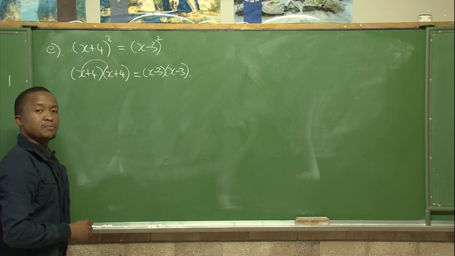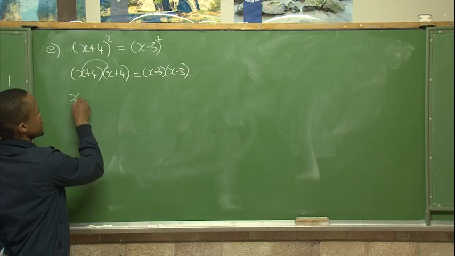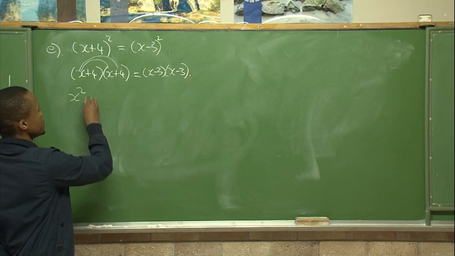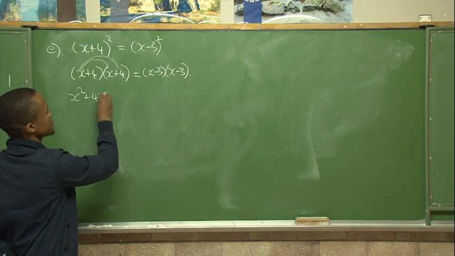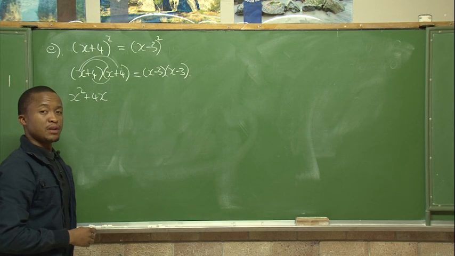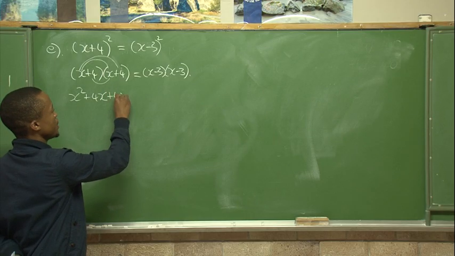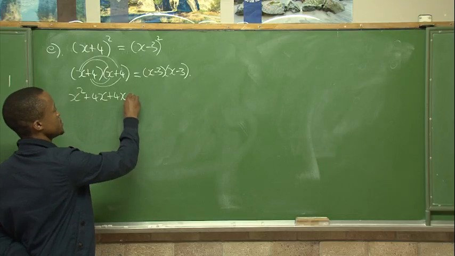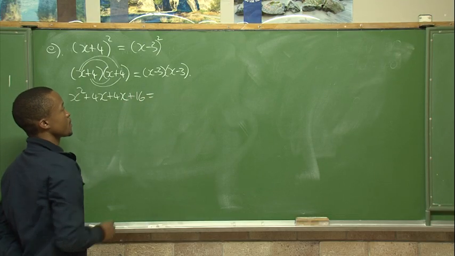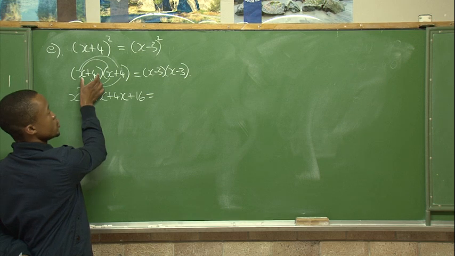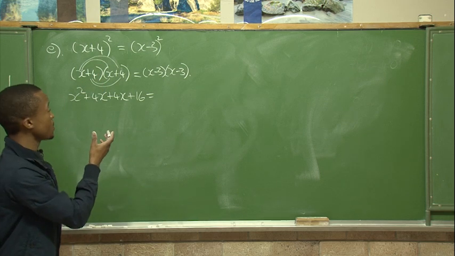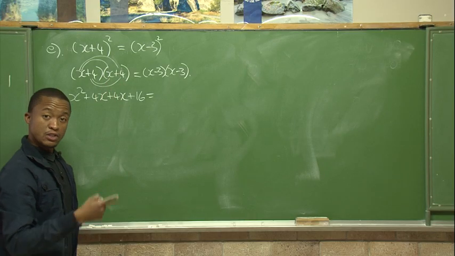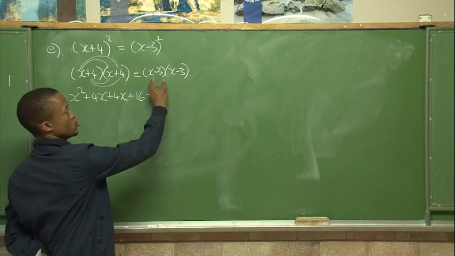So x multiplied by x will give us x squared. X multiplied by positive 4 will give us positive 4x. Positive 4 multiplied by x will give us positive 4x. Positive 4 times positive 4 will be positive 16. So what we did, we distributed the terms of the first factor with each term of the second factor through multiplication. We also do the same here.